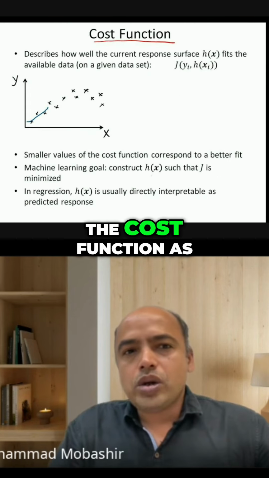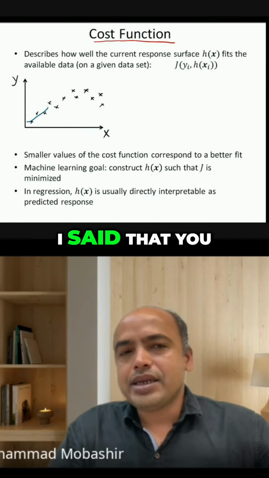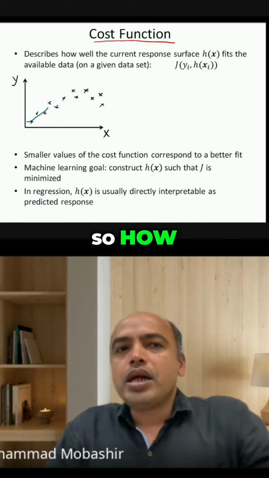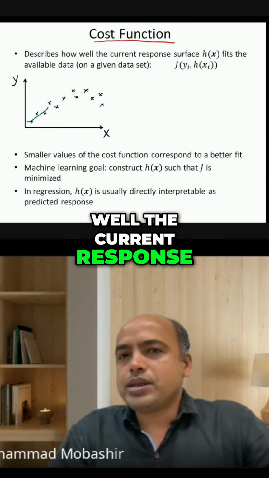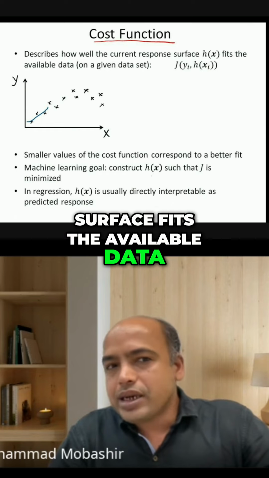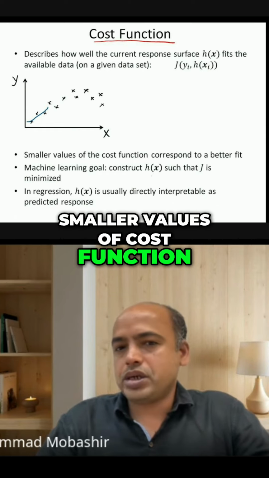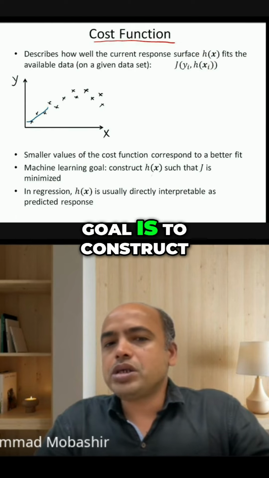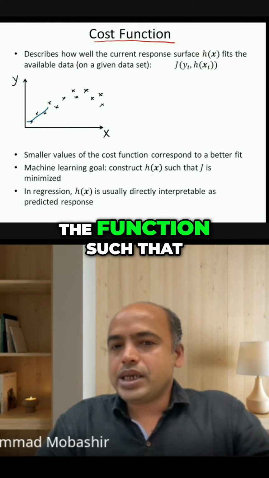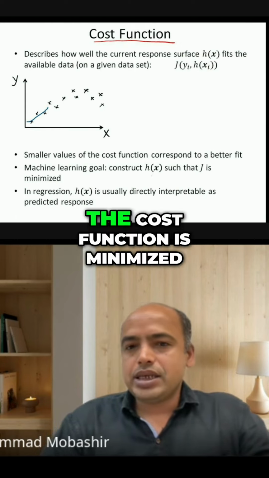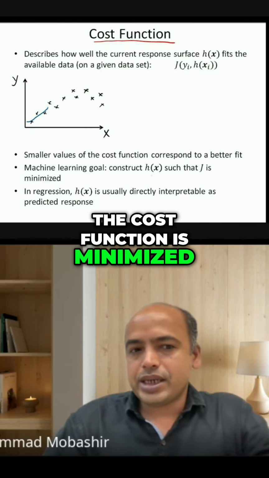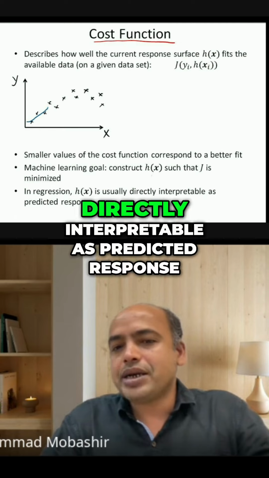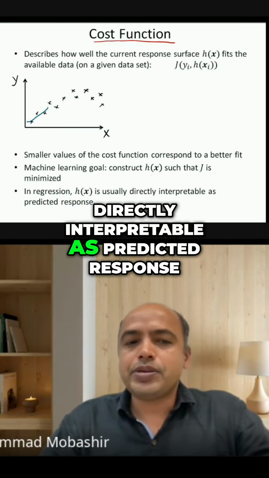Now, as I said, you need to minimize the cost function. It tells you how well the current response surface fits the available data. Smaller values of the cost function correspond to a better fit, and the machine learning goal is to construct the function such that the cost function is minimized. And in regression, the function is usually directly interpretable as the predicted response.